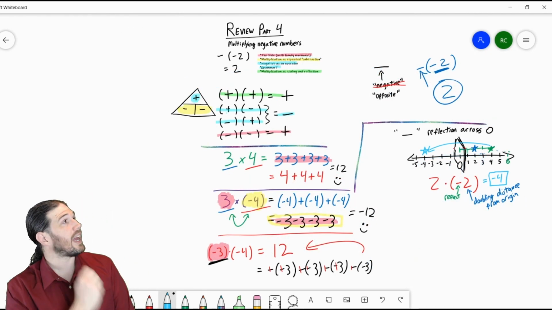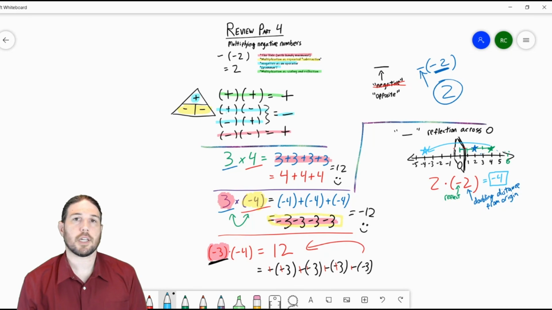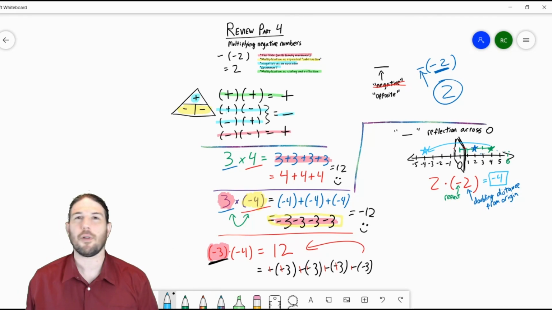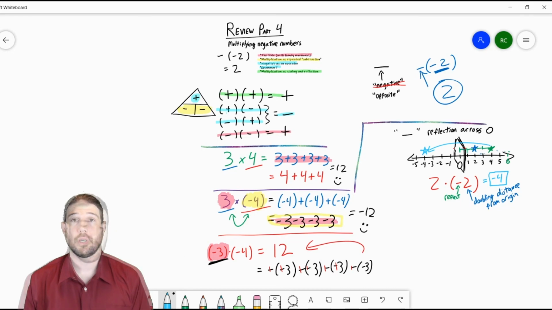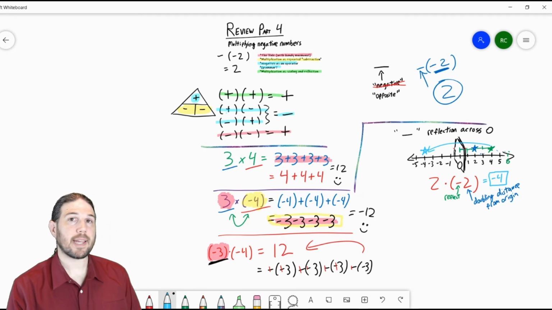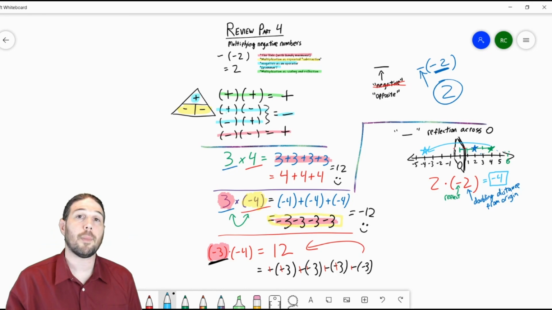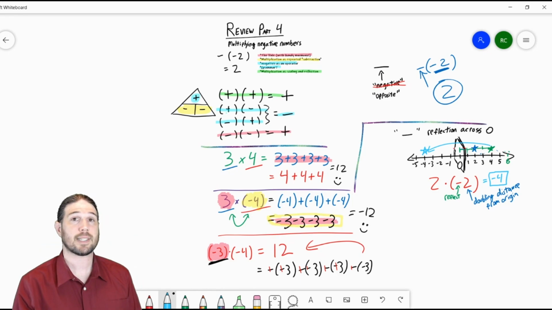So here we have several ways to go about thinking about these positive and negative numbers and how they interact via multiplication. That's all I got on the multiplication of positive and negative numbers. Please do leave your questions in the comments. I would love to answer as many of them as I can.